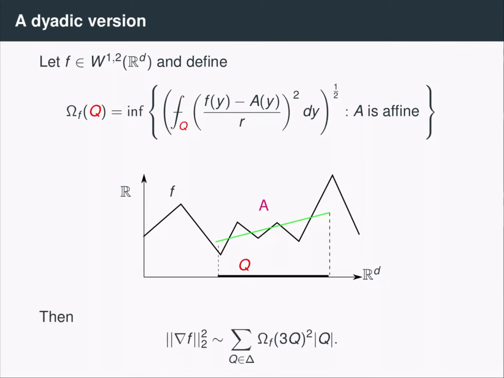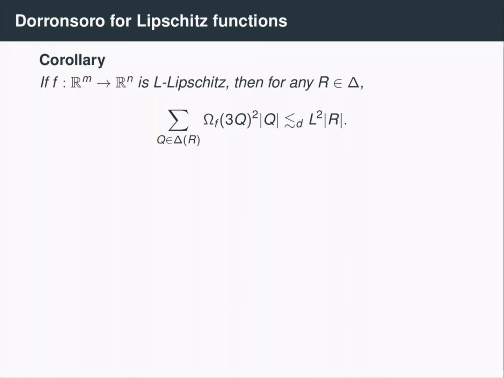Then Dorronsoro's theorem can be restated as follows. The L2 norm of the gradient squared is comparable to the sum over all dyadic cubes Q of the omega number of 3Q squared times the Lebesgue measure of Q. It's a not too difficult exercise to verify that this definition is equivalent to the definition on the previous slide. Now, Dorronsoro's theorem was originally stated for W^{1,2} functions, but we have the following corollary for Lipschitz functions.